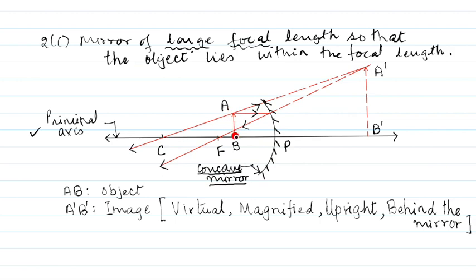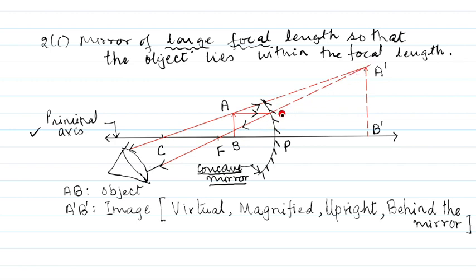Show the object like this, upright, AB, and then the first ray goes parallel to the principal axis and it goes through the principal focus like so. And the second ray goes through the center of curvature, but it gets reflected back like this. Now can you see these are divergent rays? So if you have the eye in front of it like so, then these rays will be entering the eye and the rays appear to be coming from here.